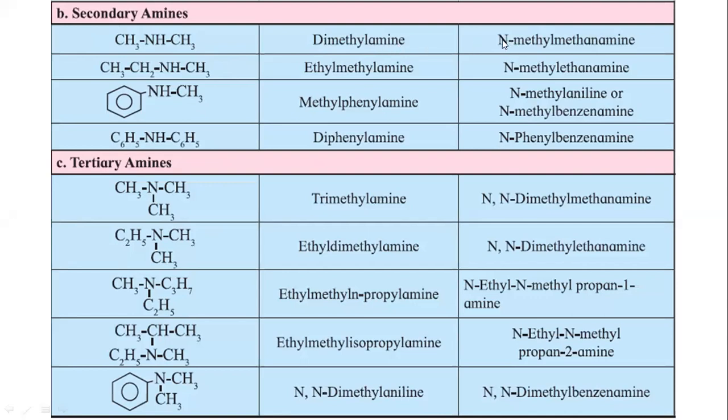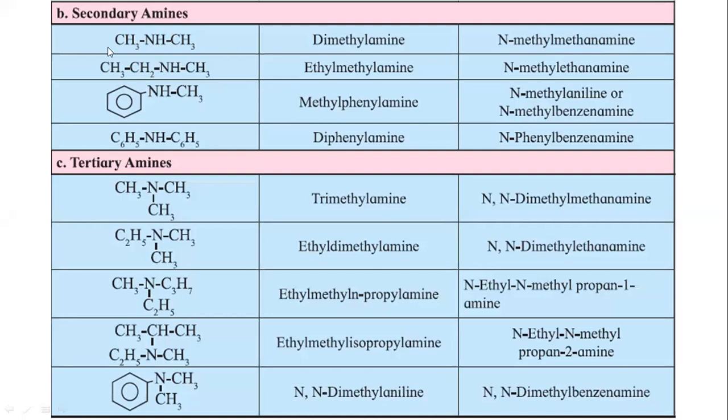So in case of the IUPAC name, you have to introduce this N. This N indicates this nitrogen, which groups are attached. N-methyl indicates that to this nitrogen a methyl group is attached here. N-methylmethanamine. For the larger amine, we have to take the parent. N-methylmethanamine, because this is symmetrical, there is no question of larger and smaller.